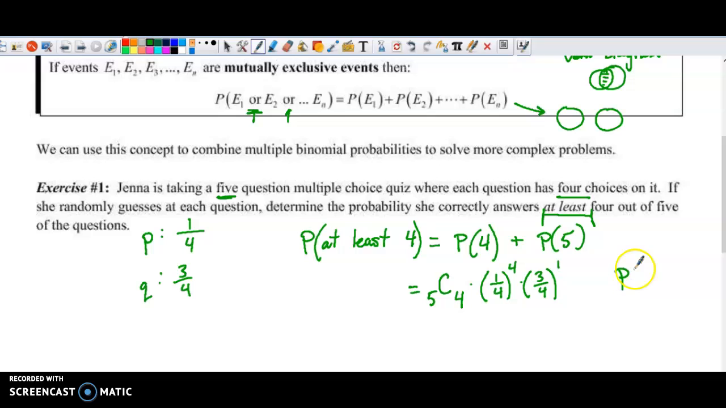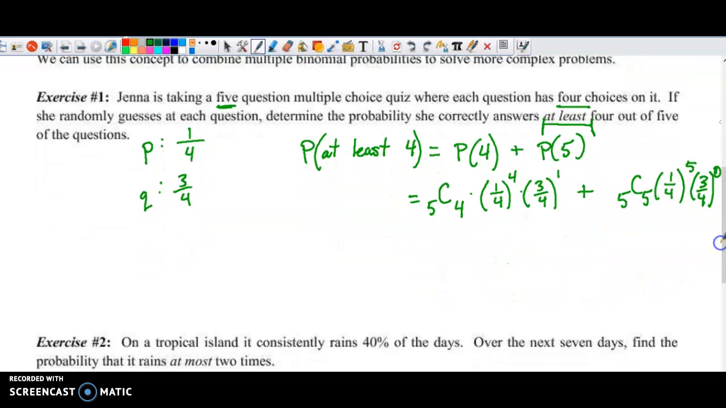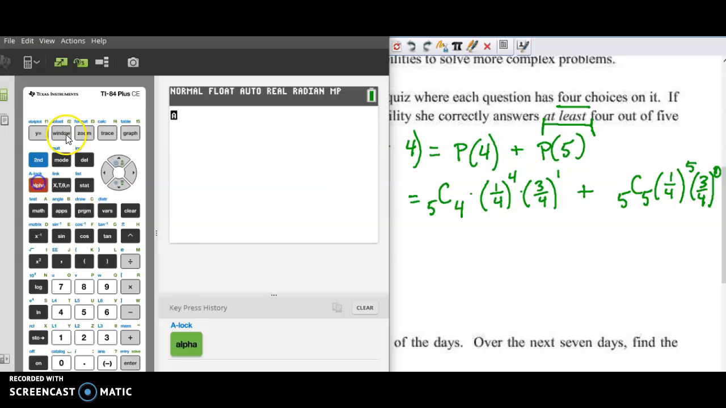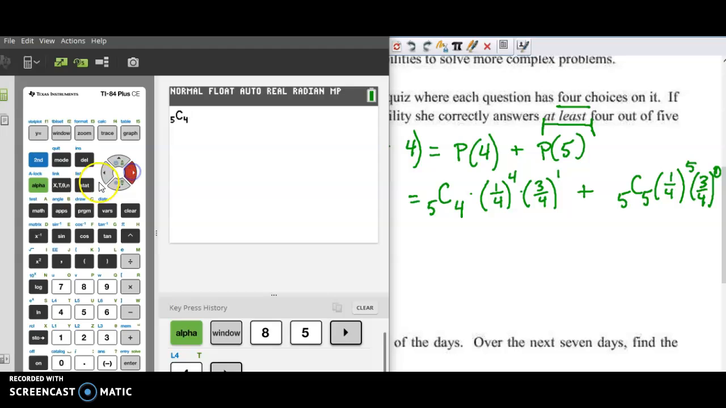But then we also have the probability of getting 5, which would be 5C5, and we want that 1/4 probability, all 5 to be correct, and then this 3/4 probability to the 0. We want none of them wrong, and add those things together. At this point, I would probably just go to a calculator. I want you to use a calculator. So hopefully you are on board. There's a lot of arithmetic to getting these things correct.